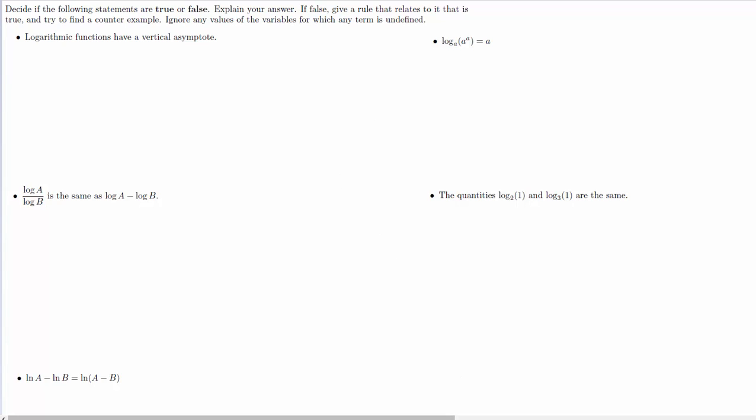Let's look at some very interesting questions together about logarithms, and let's answer if each one of those is true or false. So our focus is on answering the questions and see if they are true or false for each one of those. So the first question is: logarithmic functions have a vertical asymptote. Is that true? Well, that's a very good question, and it can be answered in many different ways.